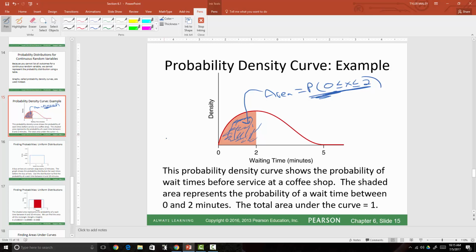To find this, we can use integral calculus, which, you know, it's not expected that you've had calculus before this class. So we're going to use the computer to find the area under the curve for us. We can use R, or we can use our graphing calculator to do this.